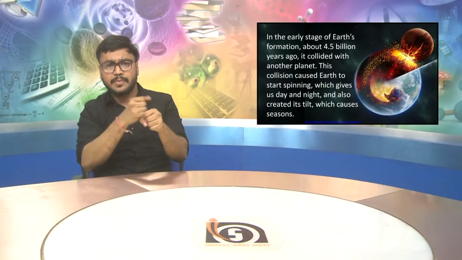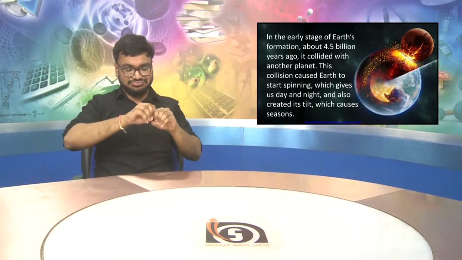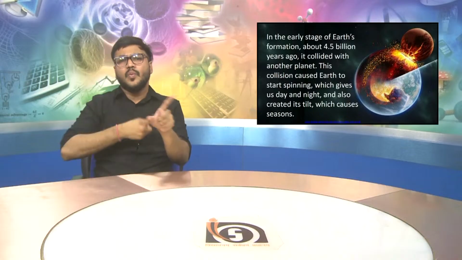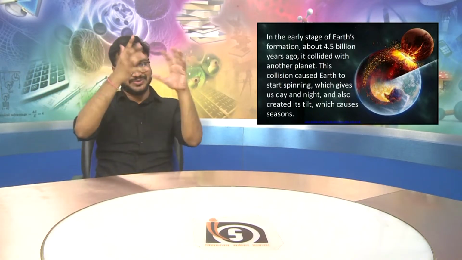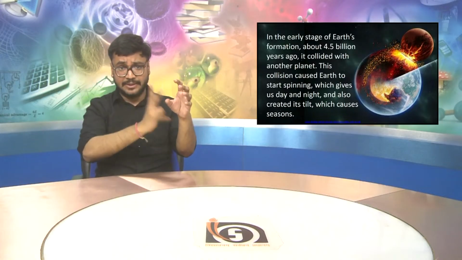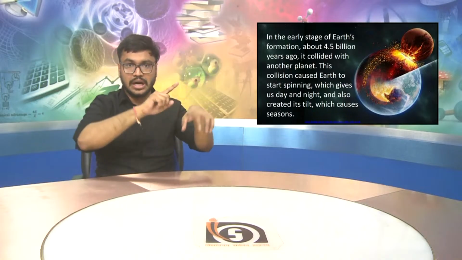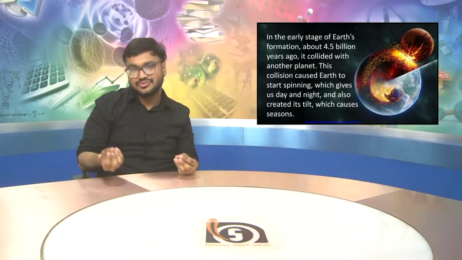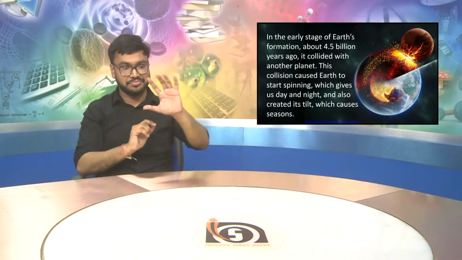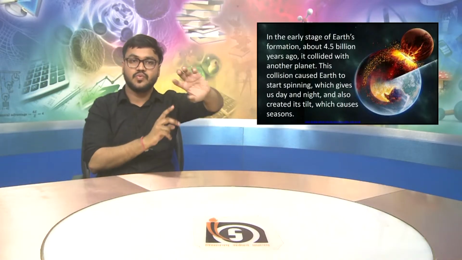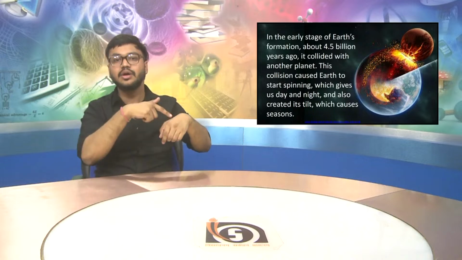In the early stage of Earth's formation, about 4.5 billion years ago, it collided with another planet. This collision caused Earth to start spinning, which gives us day and night, and also created its tilt, which causes seasons.